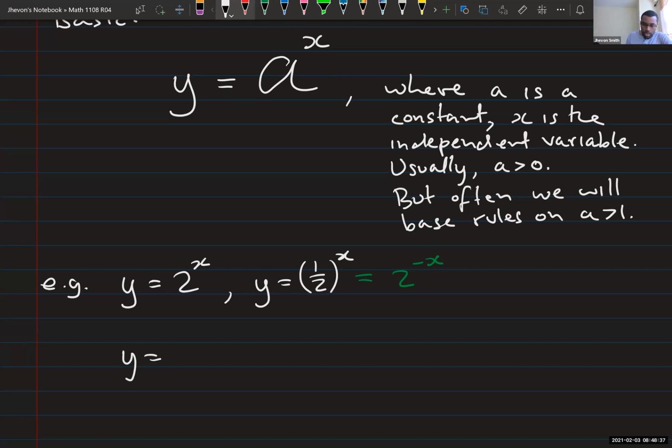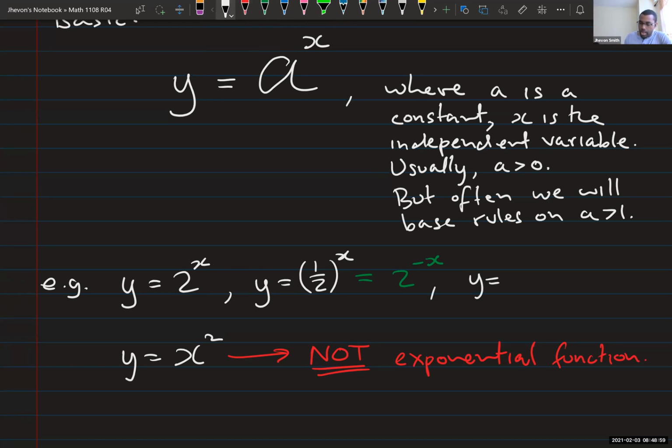However, y equals x squared is not an exponential. In fact, this is what we call a polynomial function. Here, y equals something like 3 times 5 to the x plus 7. These are all examples. This is a non-example.